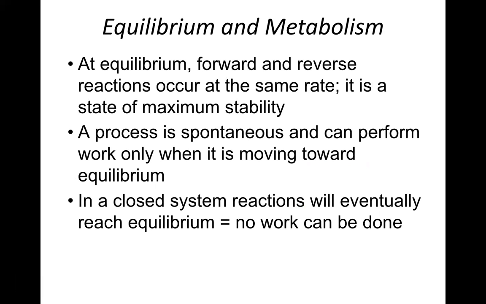At equilibrium, let's remind ourselves what equilibrium is from chemistry. At equilibrium, the forward and reverse reactions occur at the same rate, and it is the state of maximum stability. A process is spontaneous and can perform work only when it is moving towards equilibrium. And if you have a closed system, all reactions will eventually reach equilibrium. But once they reach equilibrium, no work can be done. Equilibrium is maximum stability, minimum work potential.